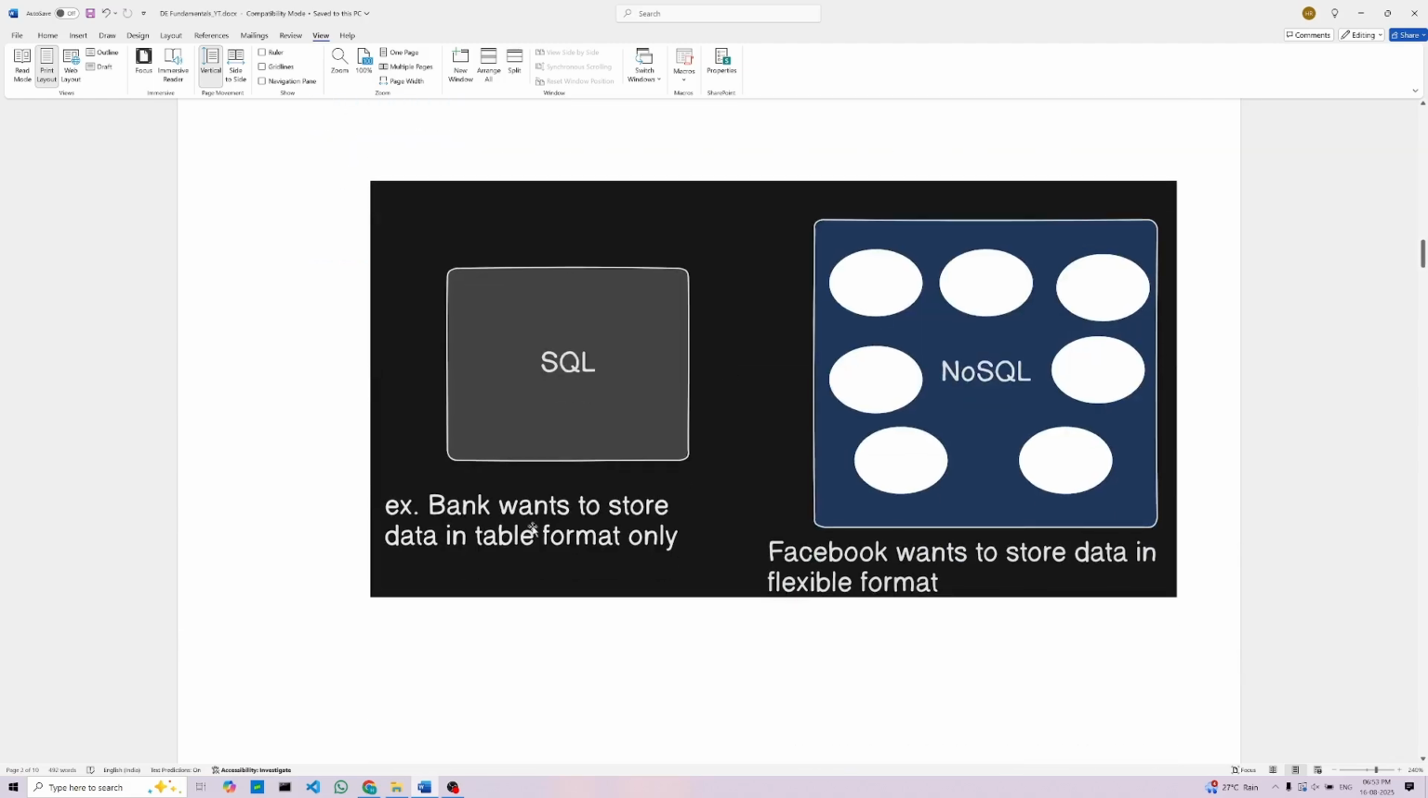So look at this diagram. Banks want to store data in table format, then we will use SQL. Let's say Facebook wants to store the data in flexible format, because we can upload anything like audio, video, there is no structure. So in this case we'll use NoSQL. Okay, so just remember table format, flexible format.